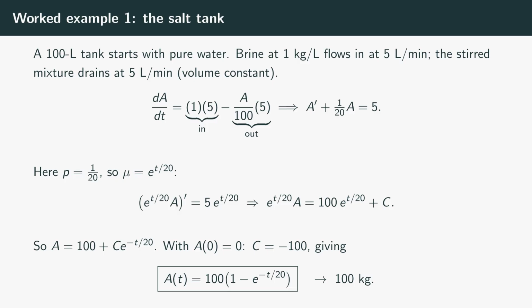Integrate, the right side gives 100e to the t over 20 plus C. Divide by the factor, and A equals 100 plus Ce to the minus t over 20. The tank starts empty, so A of 0 is 0, forcing C to be minus 100. The answer, A of t, equals 100 times the quantity, 1 minus e to the minus t over 20.